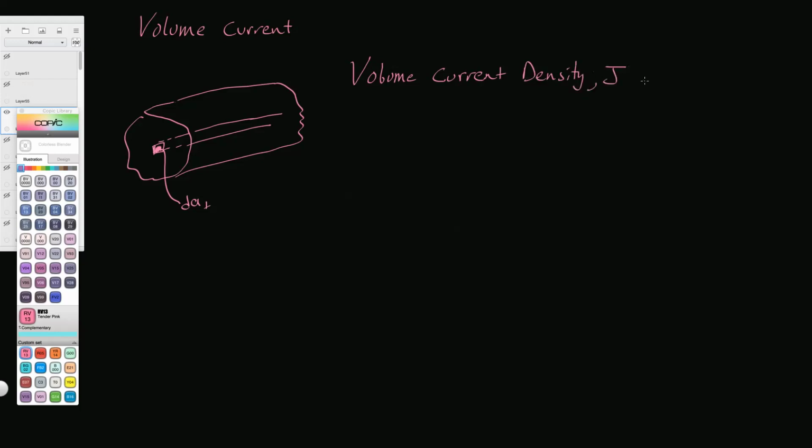J is going to be dI over dA perp, and this is a vector J. How is the current changing as you move that dA around in the volume? We could also write it in terms of the volume charge density, J equals rho v. So you might have a volume charge density, the whole charge density kind of moving down.